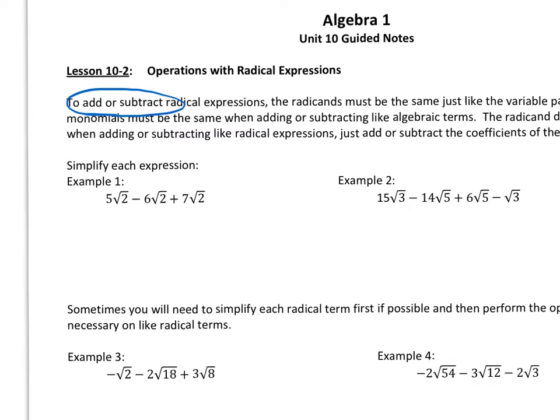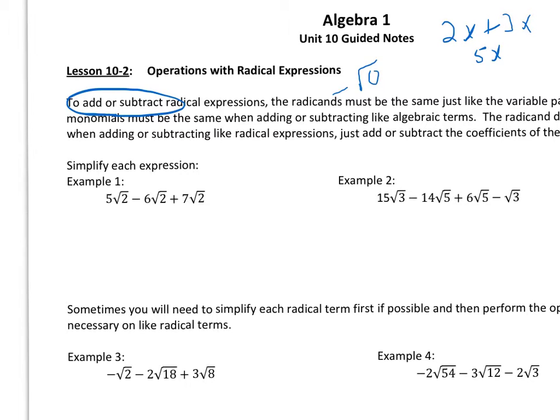When we add and subtract radical expressions, the radicands must be the same. And when I say radicands, I'm talking about whatever is in the square root. So we're considering something like this. If I have 2x plus 3x, I know we have 5x.